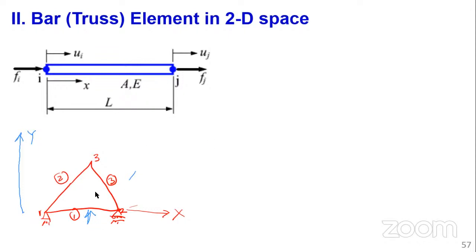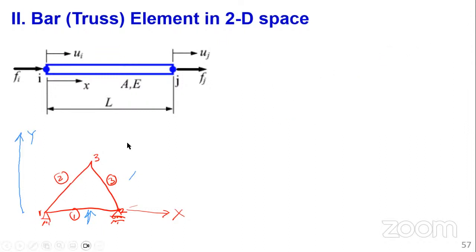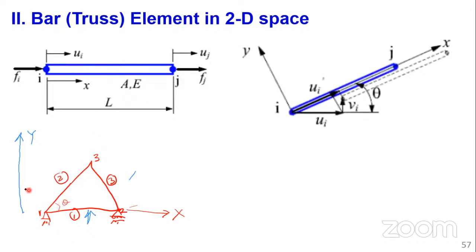whose orientation, when you look at this element 1, is the same direction as what we defined here. Look at this member. But how about element 2? You see it's inclined at a certain angle here, an angle we can refer to as theta.